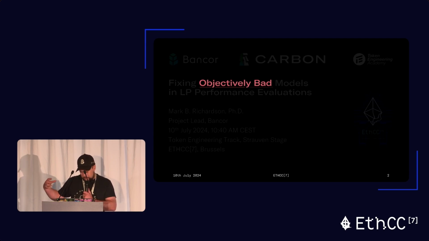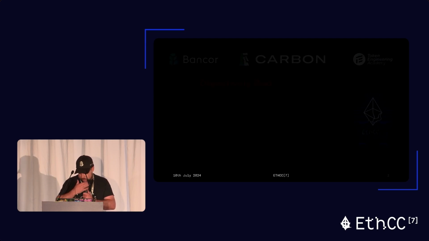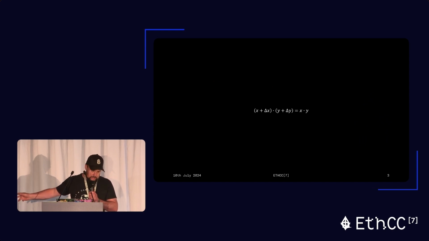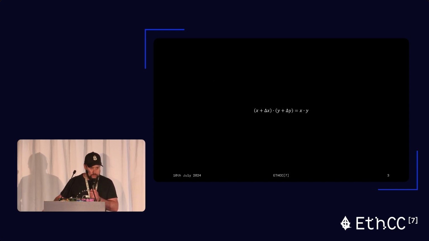I'm going to start with the model that I think everyone is most familiar with. It might be presented in a slightly unfamiliar form, but I think almost everyone in the room will probably recognize this as being the constant product liquidity pool. And this is the simple two-dimensional equal weights version.